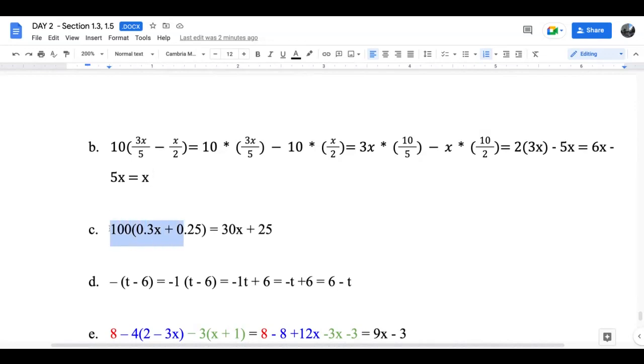This is C. 100 times 0.3x plus 0.25. Well, 100 times 0.3 is just 30, right? Because if we ignore the points, just do 3 times 100, that becomes 300. Then you add the decimal point back in. So we get 30x. Then 100 times 0.25, that's 25.